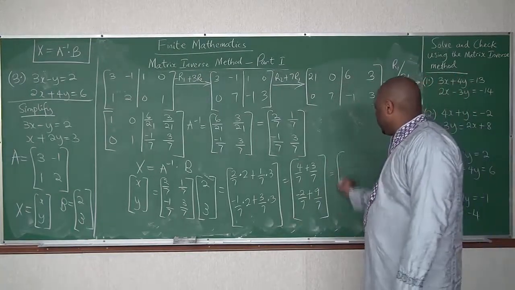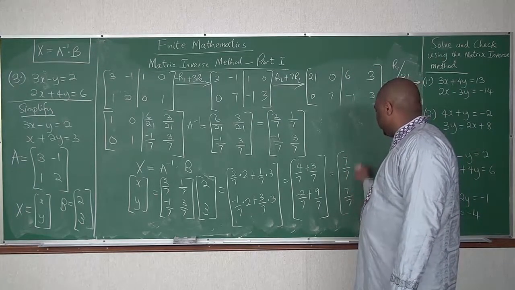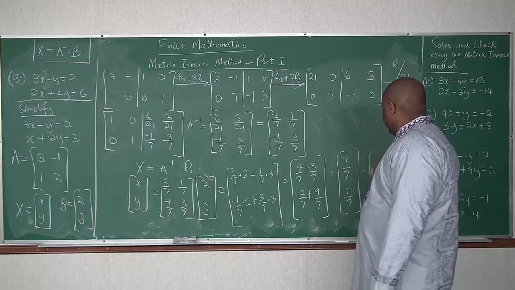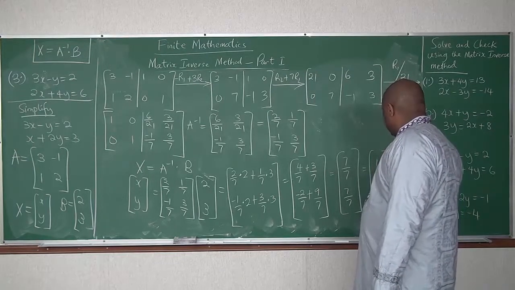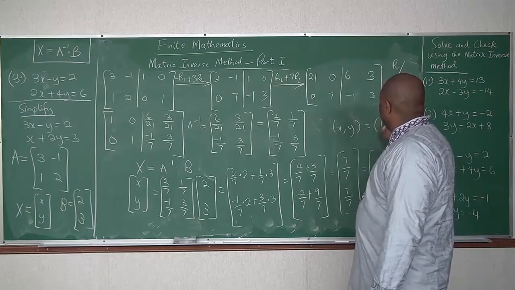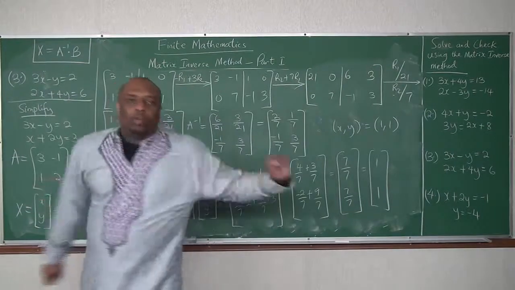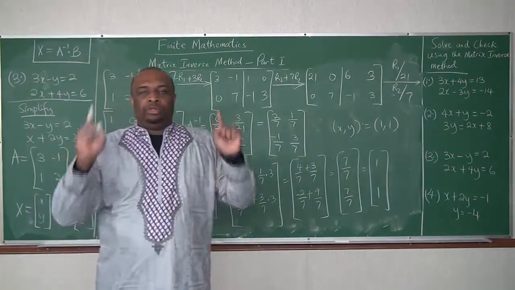And this gives us what? 7 over 7 and then 7 over 7. And this will be 1, 1. So xy will be 1, 1. X is 1, y is 1. What do we do next? We check.